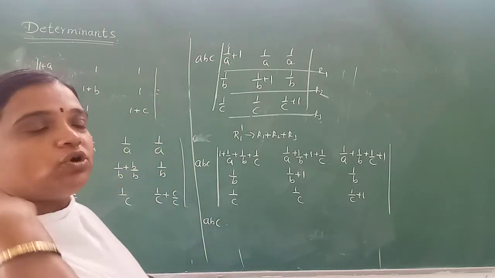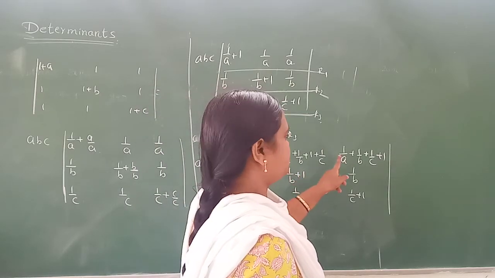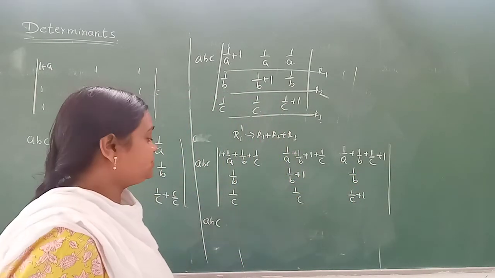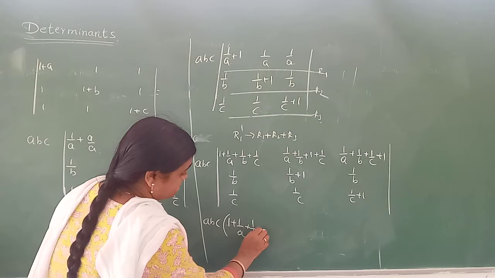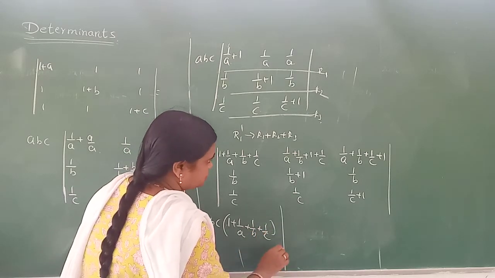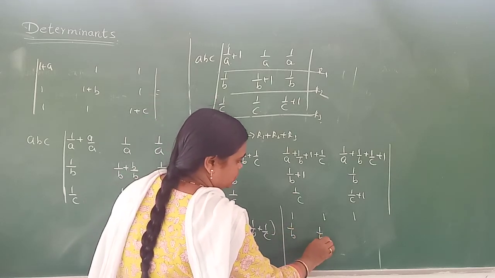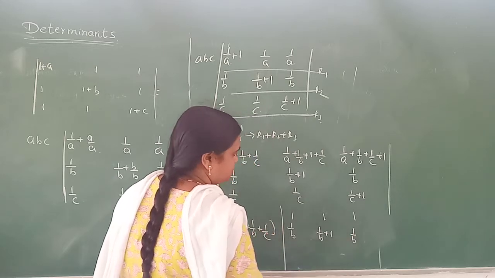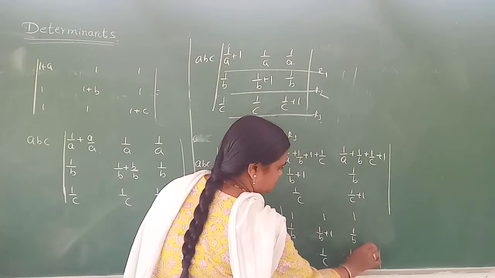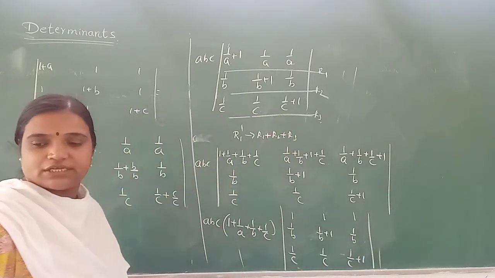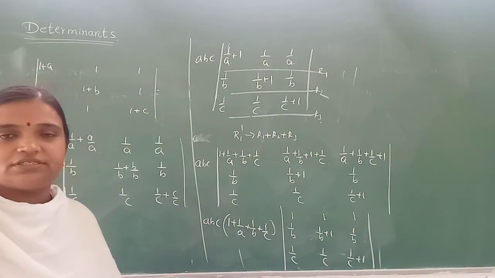See, throughout the first row there is 1 plus 1 by A, 1 by B, 1 by C. Take it outside. Fill in: 1, 1, 1; 1 by B, 1 by B plus 1, 1 by C; 1 by C, 1 by C plus 1. But we need only this answer.